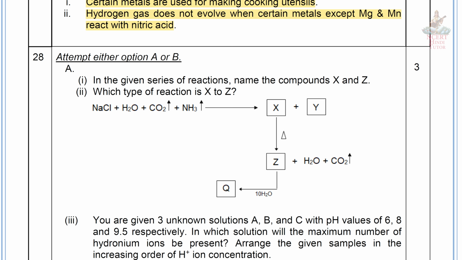Question 28. Attempt either option A or B. A. First, in the given series of reactions, name the compounds X and Z. Second, which type of reaction is X to Z? So, NaCl plus H2O plus CO2 plus NH3 gives X plus Y, then Z plus H2O plus CO2 gives Q.